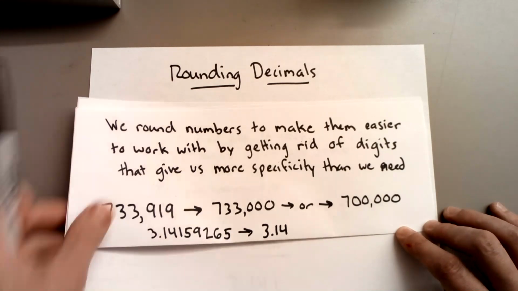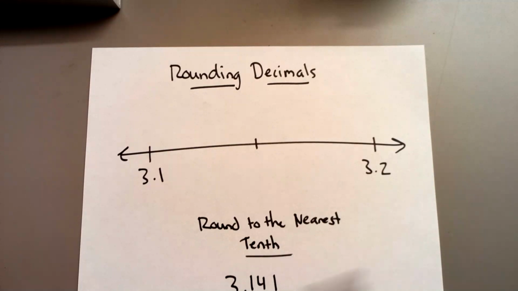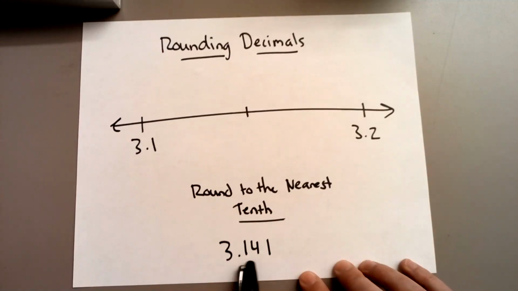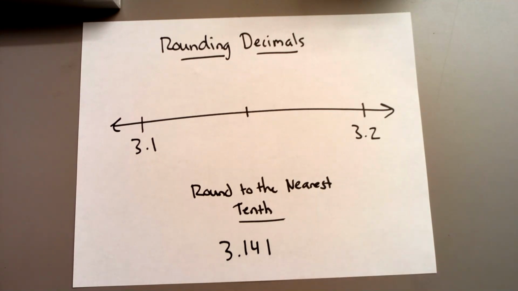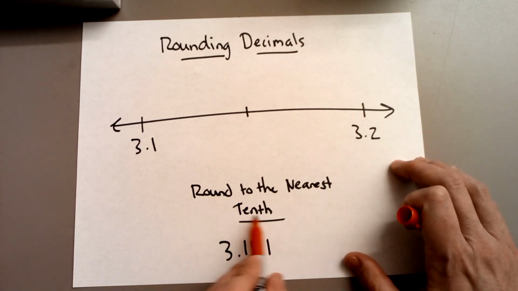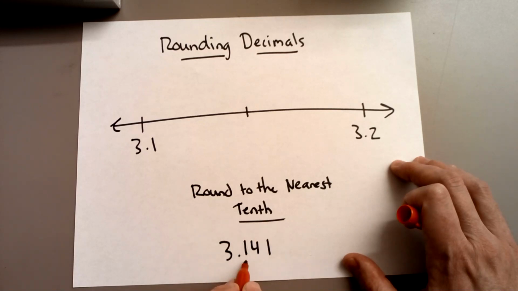Let's do some. So here I've got 3.141, 3 and 141 thousandths. It's the first 3 decimal places of pi, and I want to round it to the nearest tenth. So the first step I take when I round a decimal number is underline the place value I'm rounding to, so the tenths place. This one is in the tenths place, so I'm going to underline it.